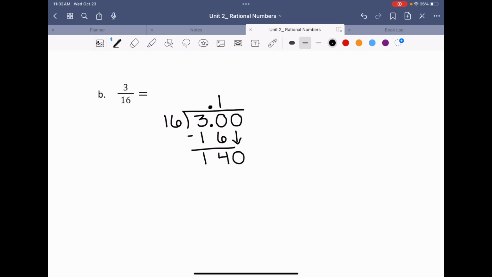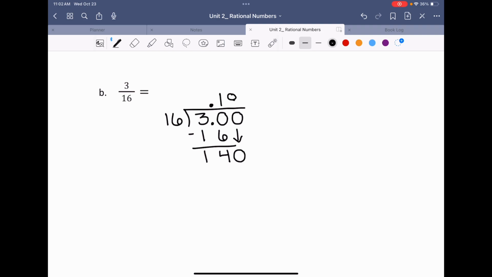Bring it down. Now, if you're not sure how many times 16 goes into 140 in your calculator, just start multiplying things. So 16 times 2, 16 times 3, until you get a number that's just below 140. If I do 16 times 9, it's going to be above that. But 16 times 8 is 128. That's the closest we can get to 140 without going over. When we subtract, we have 12 left over.